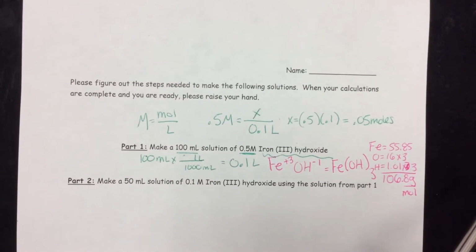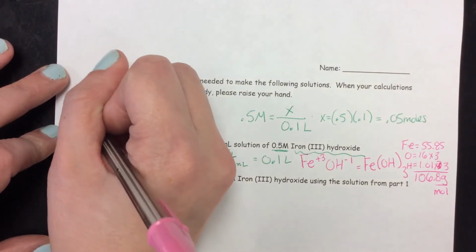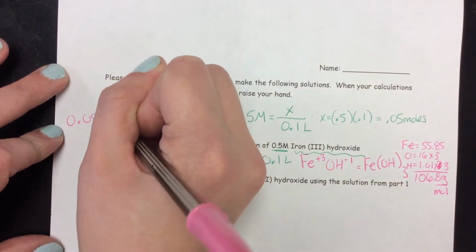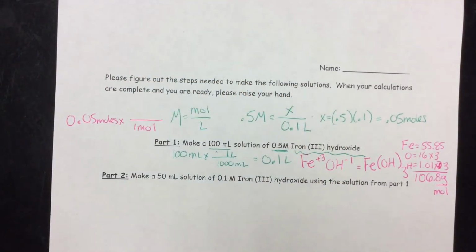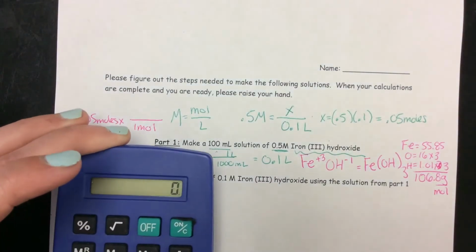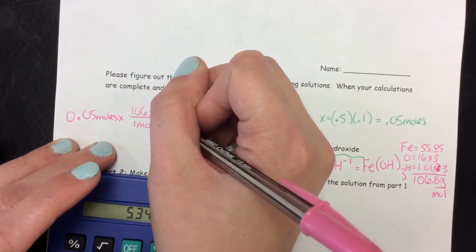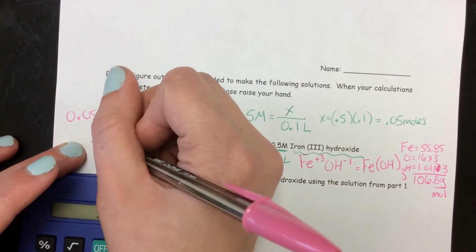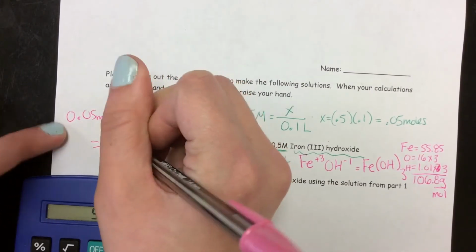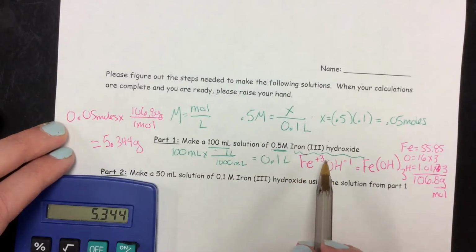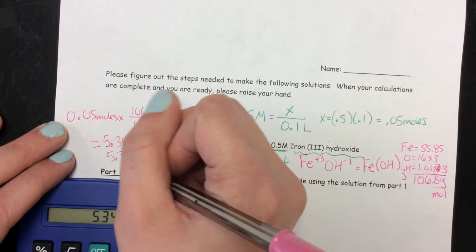So you can use that and this information to figure out how many grams you need to measure out. So I'm going to do that over on this side here. So if I have 0.05 moles, I'm going to do 1 mole on the bottom, and I'm going to take that times my number, 106.8 grams, and I'm going to get that I need to measure out 5.344 grams. Now I'm going to round that to the tenths place for measuring in grams, so I'm going to say 5.3.